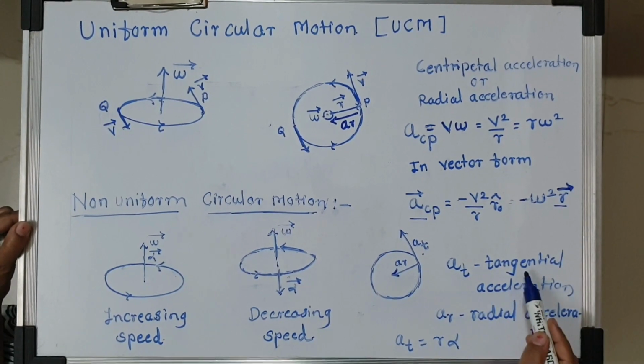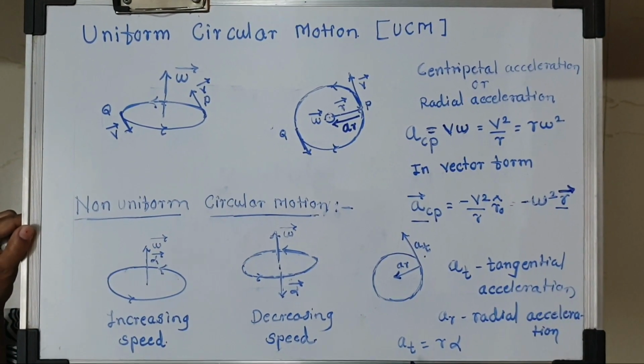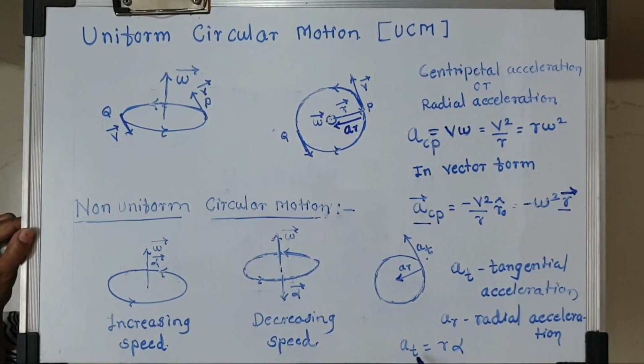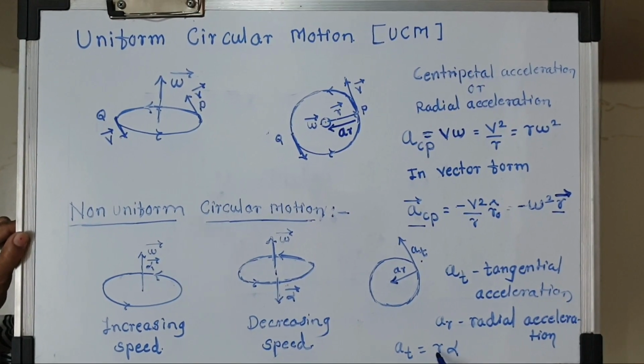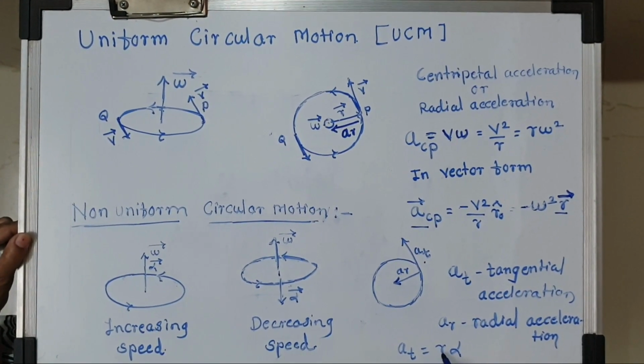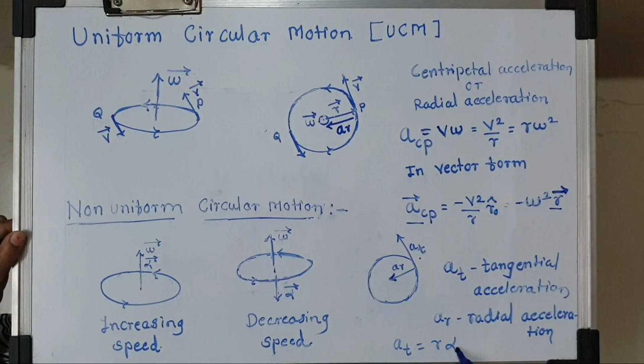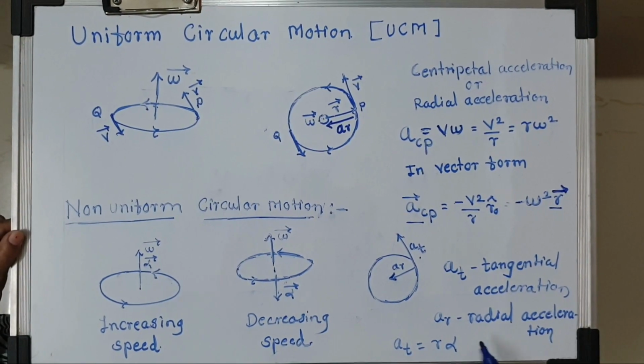See, a_T means the tangential acceleration, and its formula is given. a_T equals R into alpha. R is the radius and alpha is the angular acceleration.